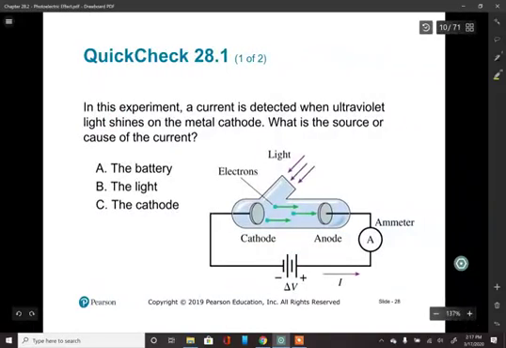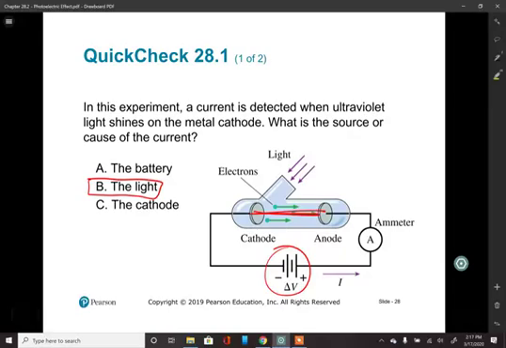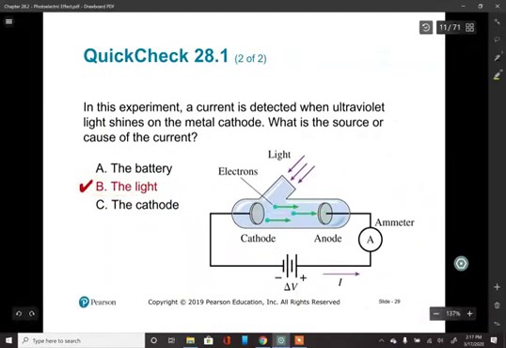So a couple fast check ones, right? Why do we get a current at all? Well, if you just had the battery, you don't have a complete circuit. It won't flow. So the battery can't be the source of the current. It really has to be the light, because without the light, you don't have a way to sort of bridge this gap in here. So the light is really the source of the current in a photoelectric effect experiment.